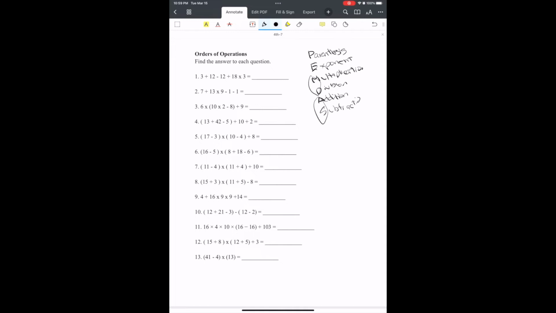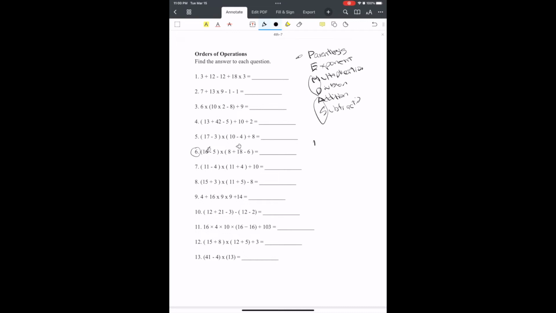So I guess let's figure out, what should we do? Let's do number 6. First we're going to want to look for P. Is there any P in parentheses? Yes, there's a parentheses there and a parentheses there. So you want to read it from left to right, like how you read a book. So 16 minus 5 is 11.